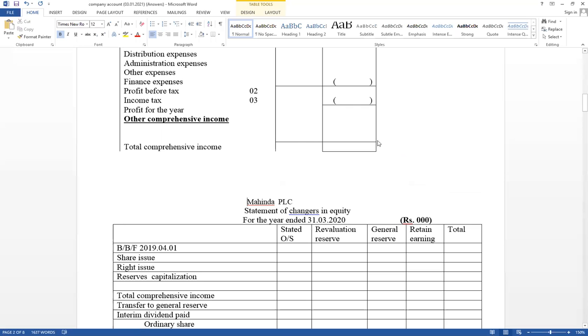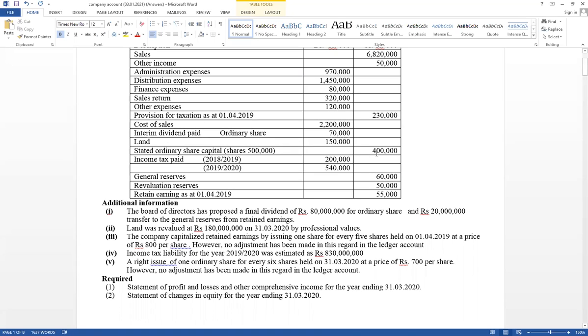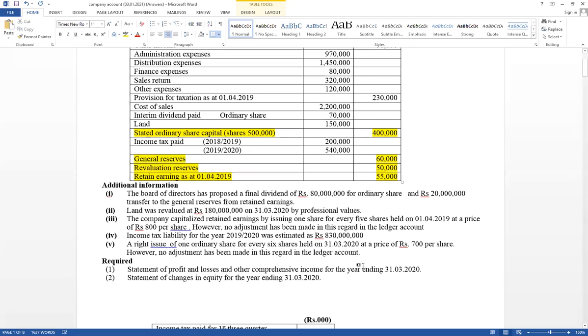Now see the trial balance. Stated ordinary share capital available here 400,000, and general reserves 60,000, revaluation reserves 50,000, as well as retained earnings it has given 55,000. Those values should be included in the statement of change in equity as a balance from the beginning. Right, record it.